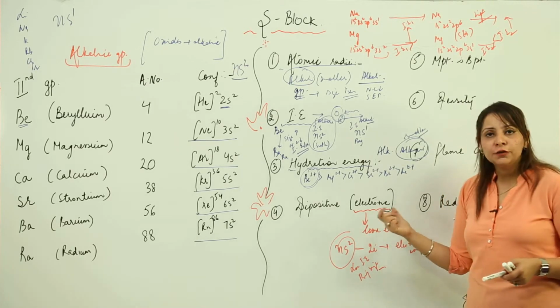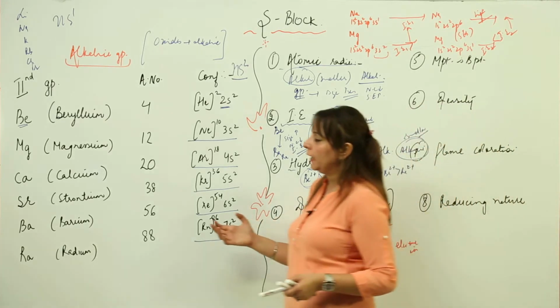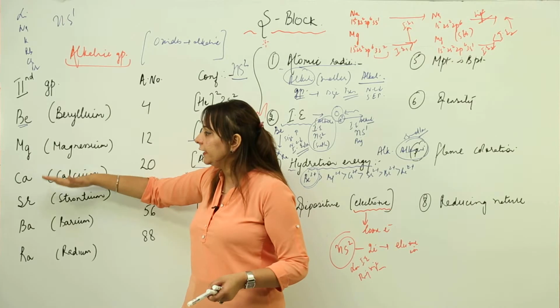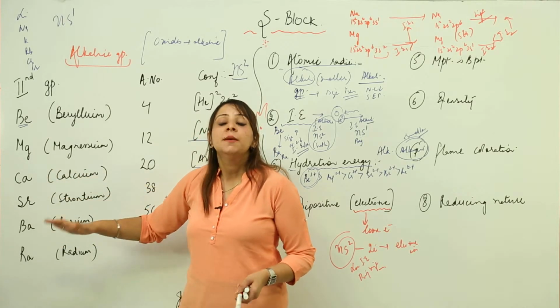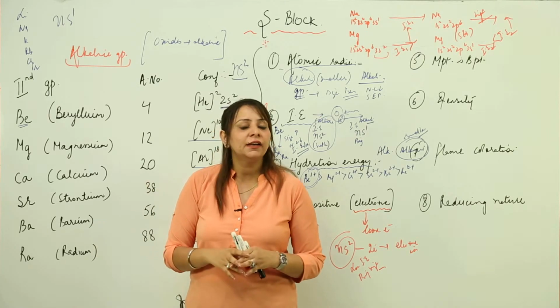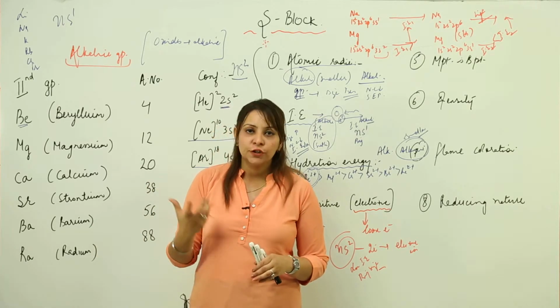If we talk about the electropositive nature in the group now, the top member will be comparatively less electropositive, and the electropositive character will keep on increasing as we move down, because size is increasing, nuclear charge is decreasing, and ionization energy is further decreasing.